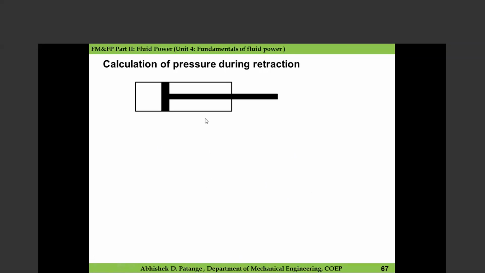Let us consider this cylinder with piston and connecting rod, with blank end and rod end. Now the direction of cylinder motion is reversed because we have to move from the right hand side to the left hand side. So this piston will move from right to left. For that we need to add liquid from the rod end, and the liquid which is available at the blank end is to be taken out and given to the tank.